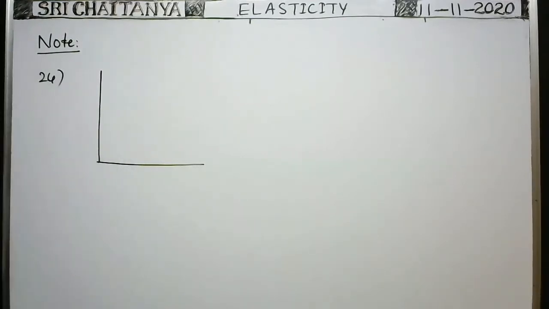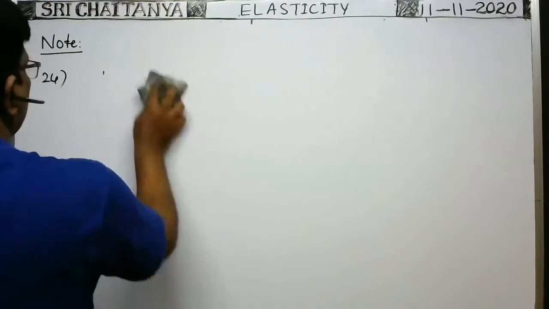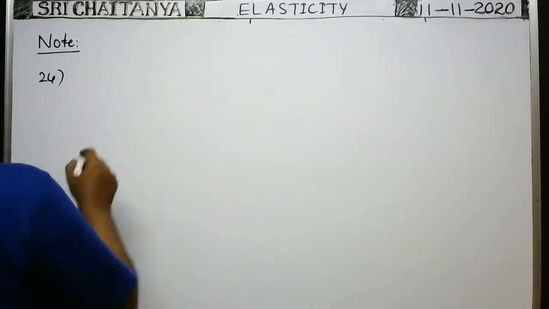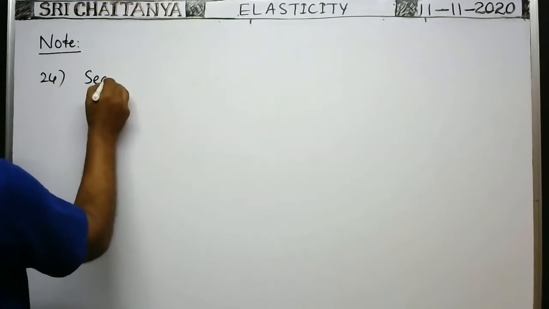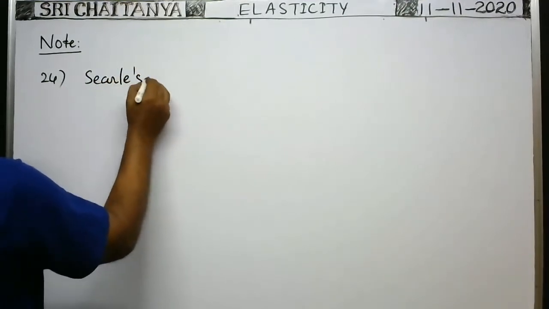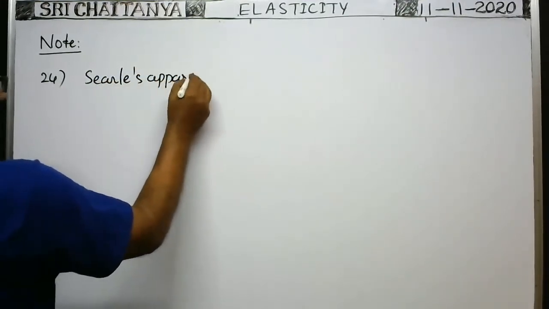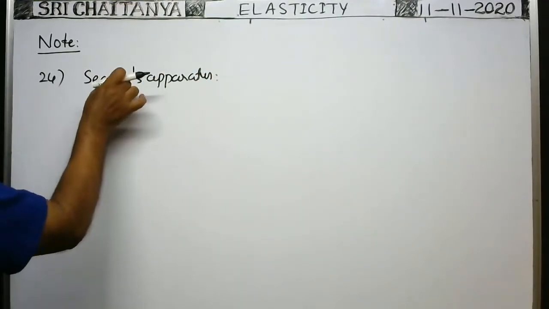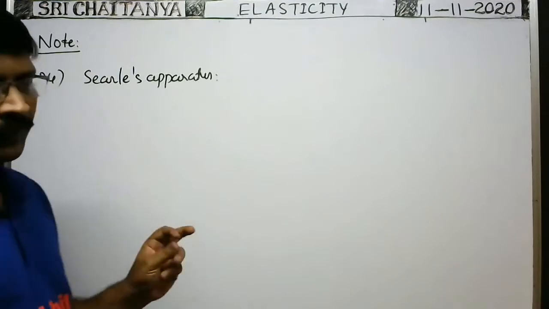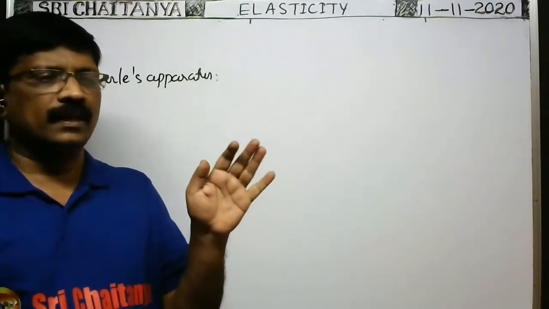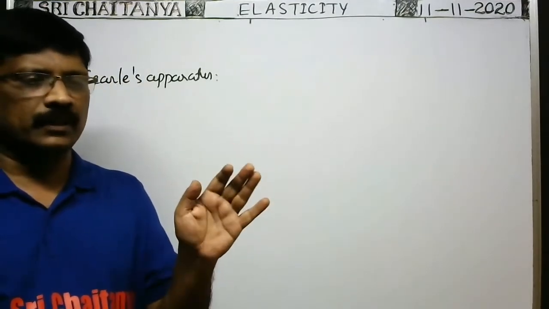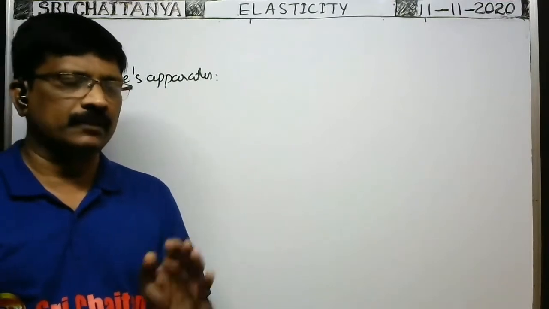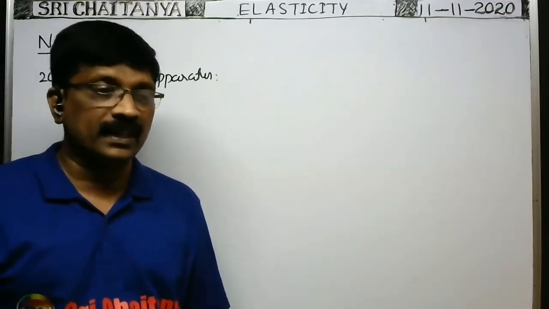First of all, Searle's apparatus. Actually, it is not in our syllabus, but what is the use of Searle's apparatus must be known. Searle's apparatus is the device used to measure the Young's modulus of the material of the wire.